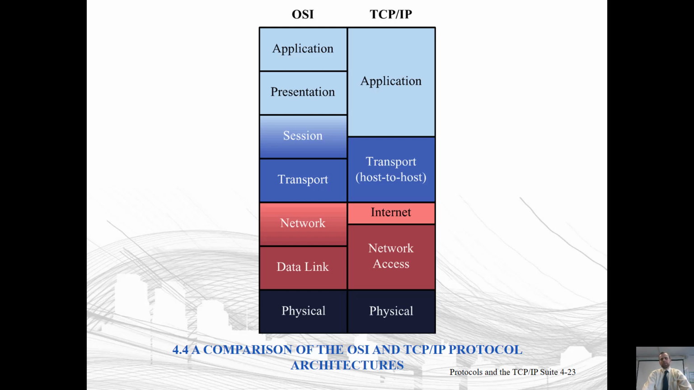And then the network layer of OSI is basically comprised by the internet layer plus some of the network access layer of TCP/IP. And then you can see that the only one-to-one match there is the physical layer between the two models. So that's important to know.